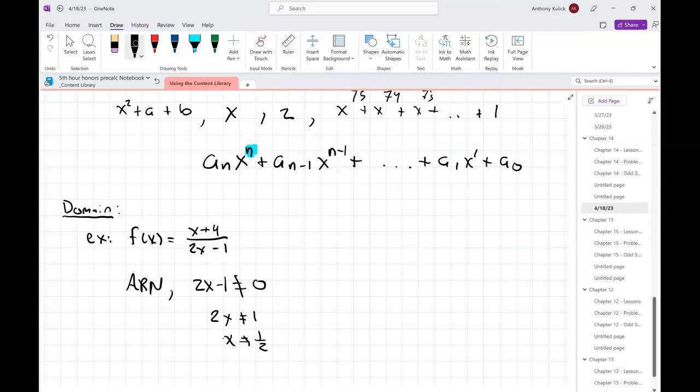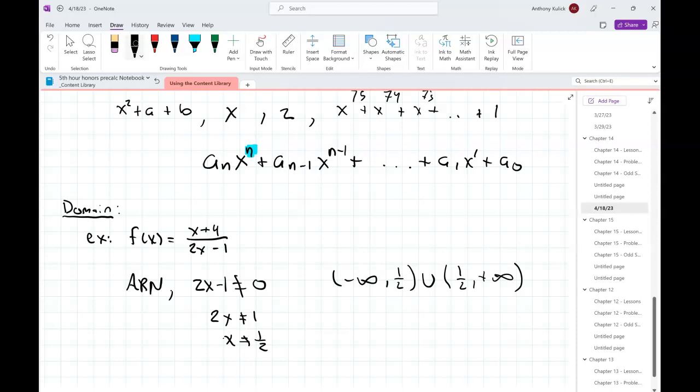So we'd say all real numbers except for when x is a half. Now, we wouldn't write it this way. We'd use interval notation to write this. So the intervals that we would write would be negative infinity to a half, union 1/2 to positive infinity. We're going to use parentheses on there. Remember, the parenthesis means that number is not included in the set.